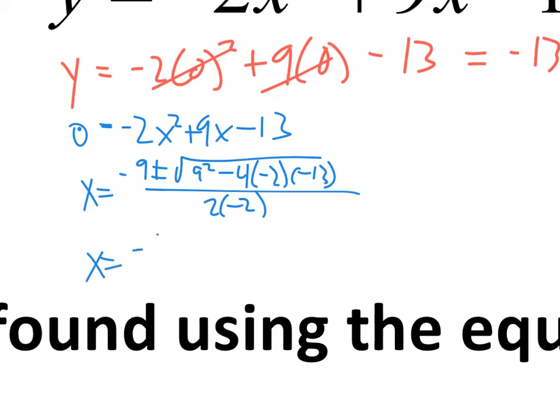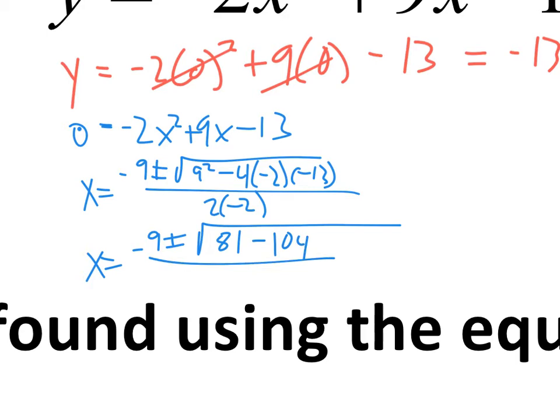And we get, what do we have here? We have 81. And we got minus, minus, minus. That's going to be 8 times 13 here. And 8 times 13 would give us 104. So it's going to be minus 104. Okay. So we have negative 9 plus or minus the square root of negative 23 all over negative 4.